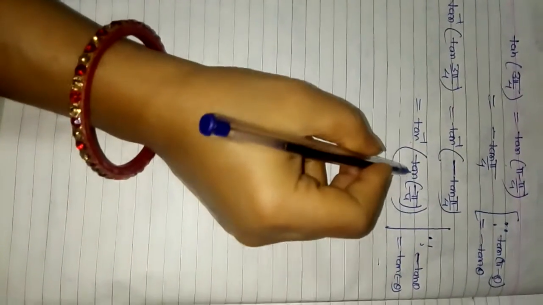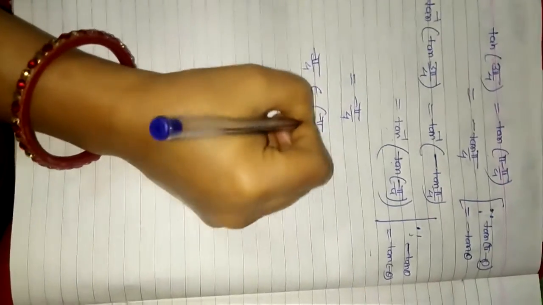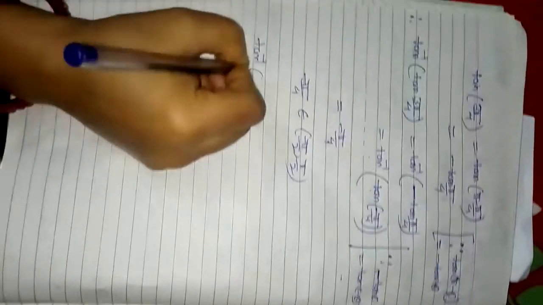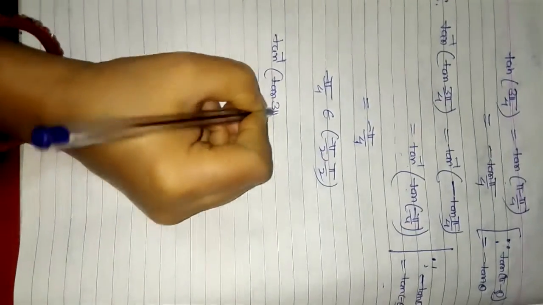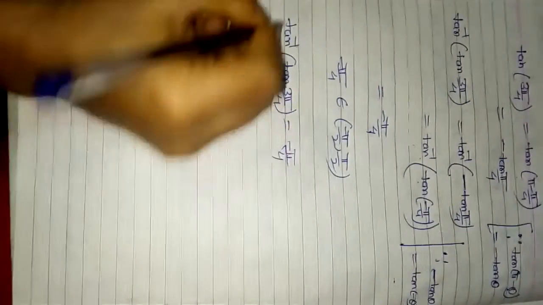So therefore tan inverse of tan of minus pi by 4. After that tan inverse cancels with this tan, so we can write minus pi by 4. So minus pi by 4 belongs to minus pi by 2 to pi by 2. Therefore tan inverse of tan 3 pi by 4 is equal to minus pi by 4. This is the value of this expression.